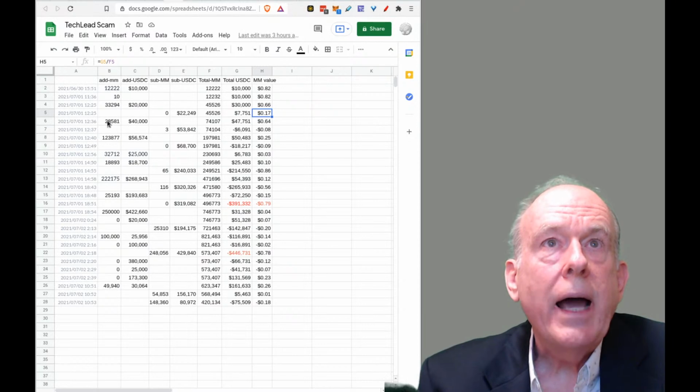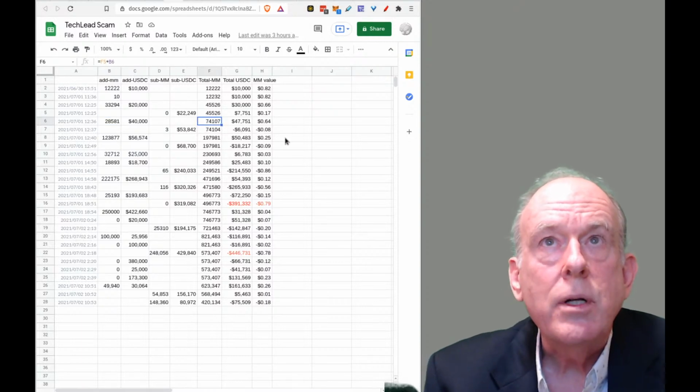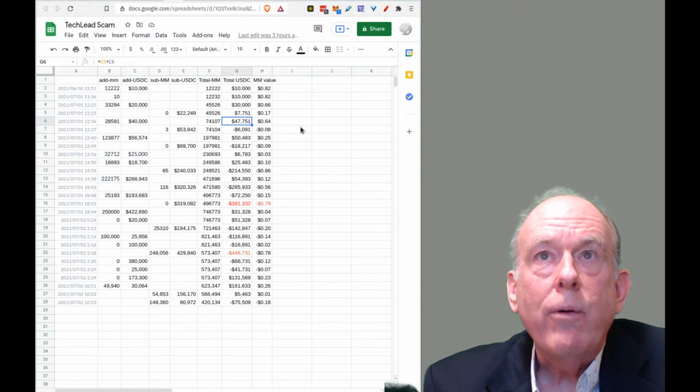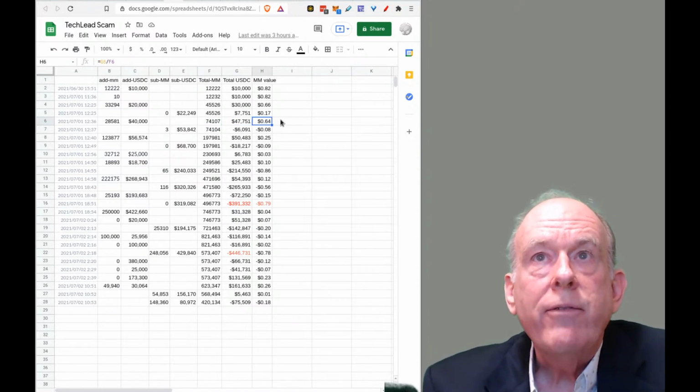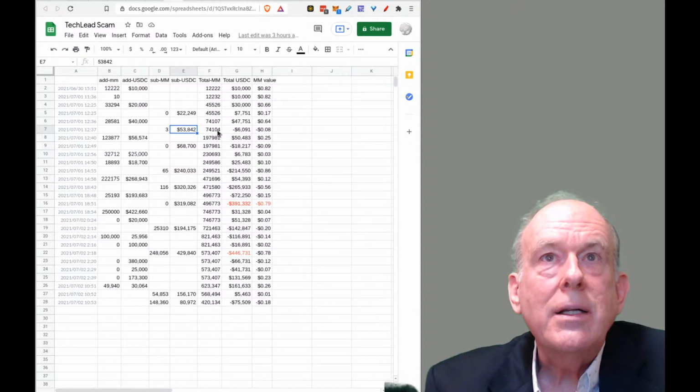And then he starts adding more liquidity, $40,000 of USDC, 28,000 tokens. So now he's got 74,000 tokens out there on Uniswap, and he's got $47,000 at risk. So the value of the token now is worth 64 cents according to what he's got out there. And then he immediately, after adding $40,000, takes out $53,000. So apparently people started buying the token.